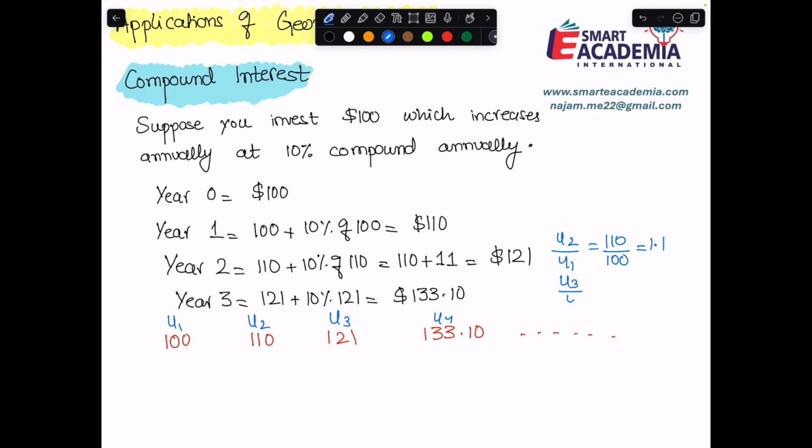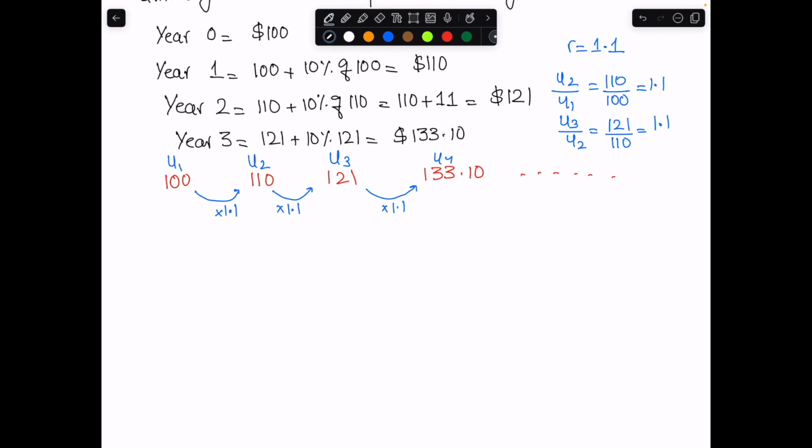If I want to do U3 over U2, which is 121 over 110, I still get 1.1, which means I have a common ratio. So every term is found by simply multiplying by 1.1, which means it is indeed a geometric series with a common ratio of 1.1. Now, the derivation of the compound interest formula is a bit complex, and again beyond the scope of your course. So I will just write the formula and try to explain each component of the formula.